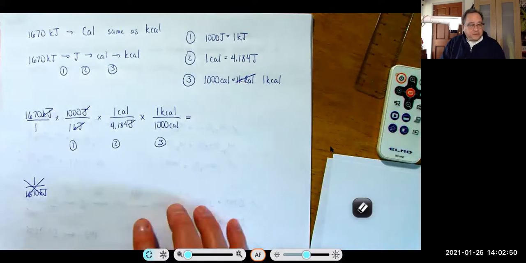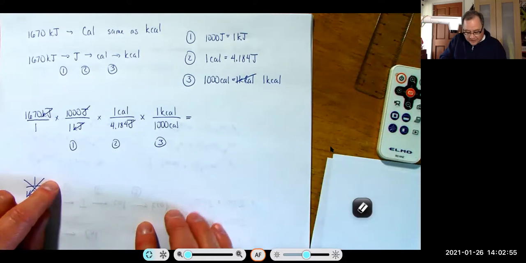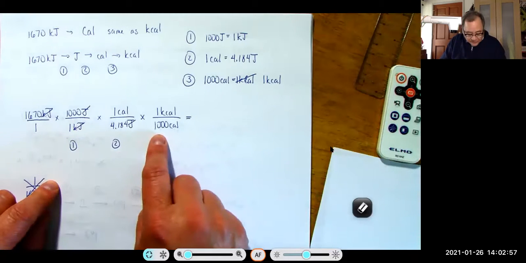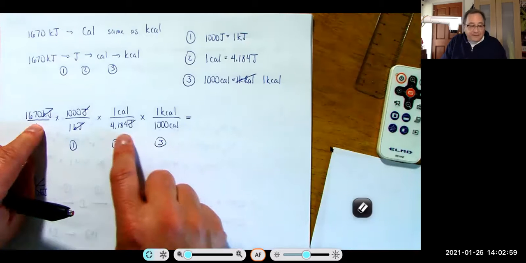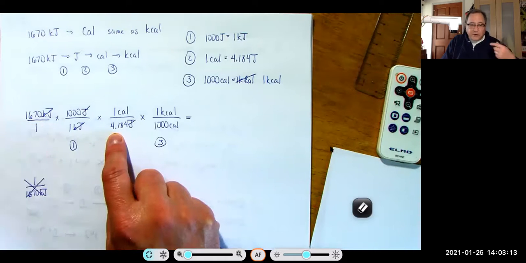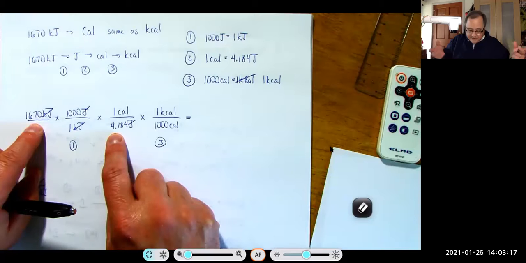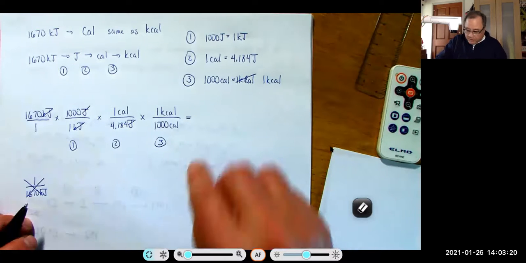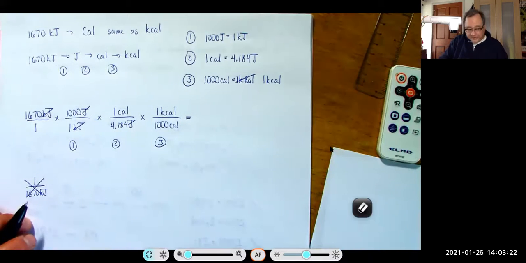And with something like this, we can estimate our answer. 1,000 divided by 1,000 is 1. So I just need to worry about 1,670 divided by 4. That may seem like a tough thing to do, but just pretend that that's 1,600 divided by 4, which would be about what? 400. And we can reverse engineer this. Would 400 times 4 give us around 1,600? And the answer is yes. So we know our answer here should be around 400.